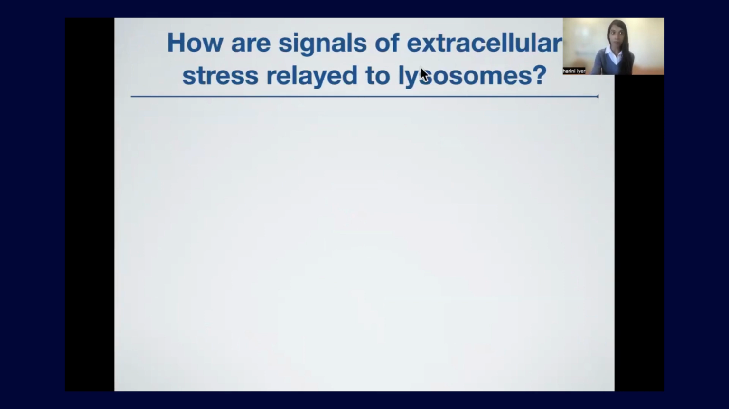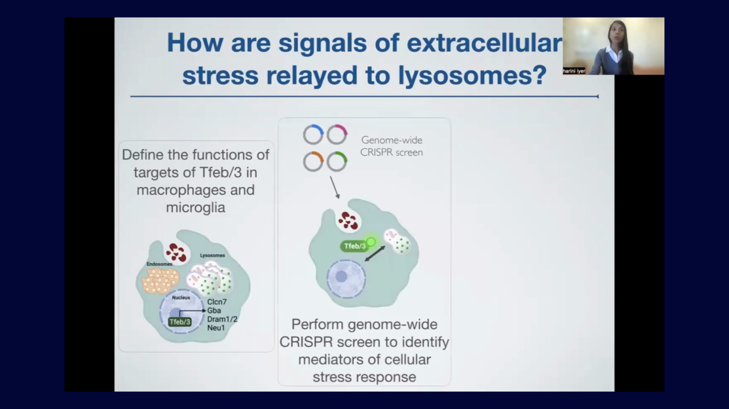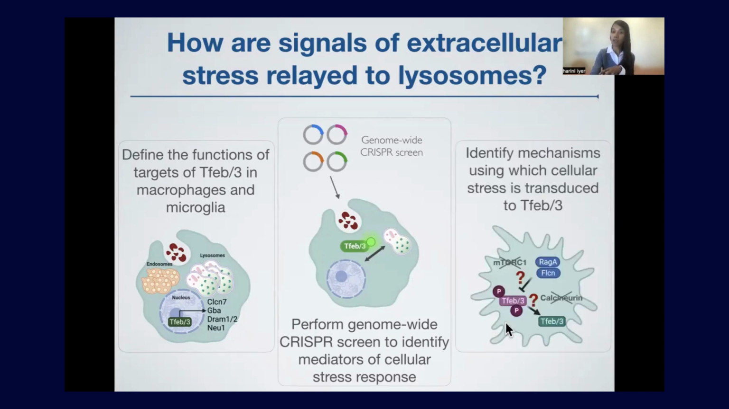lysosomes in macrophages? First, I have identified targets of TFEB and TFE3 in the macrophage lineage, and my first trainees will define the functions of some selected targets in microglia and macrophages. Next, we will perform a genome-wide CRISPR screen in macrophage cell lines to determine how signals of extracellular stress are detected and transmitted to lysosomes both in general as well as to TFEB and TFE3 more specifically. Together, these aims of Project One will reveal the signaling cascade that microglia and macrophages deploy to activate lysosomal pathways.